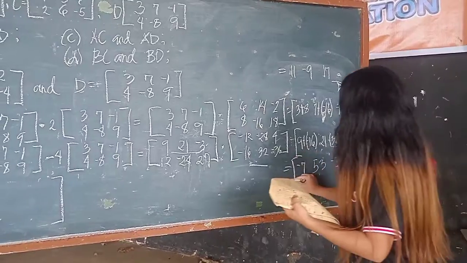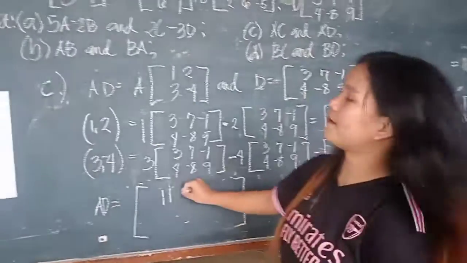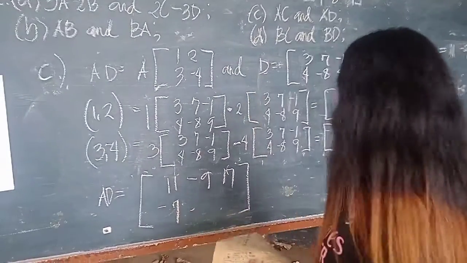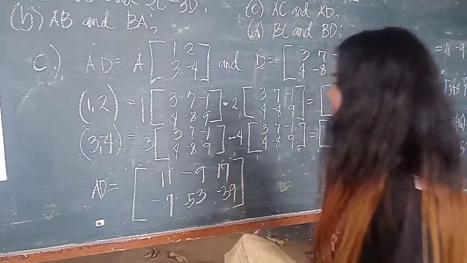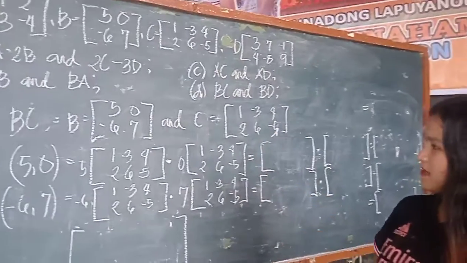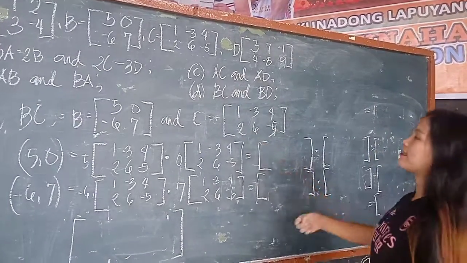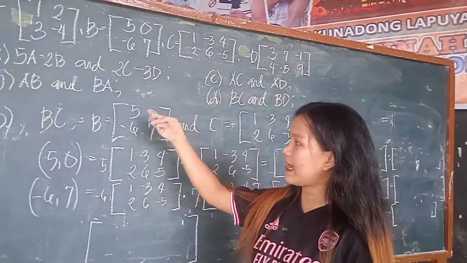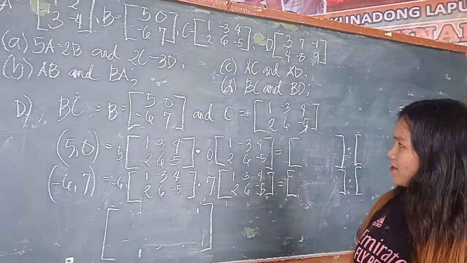So therefore, the answer of AD is 11, negative 9, 17, and negative 7, 53, and negative 39. So let's proceed to letter D. So the values of B are 5, 0, and negative 6, 7. While C is 1, negative 3, 4, 2, 6, and negative 5. So first, ang taas is 5 and 0, and second is negative 6 and 7. I just multiply the values of letter C.